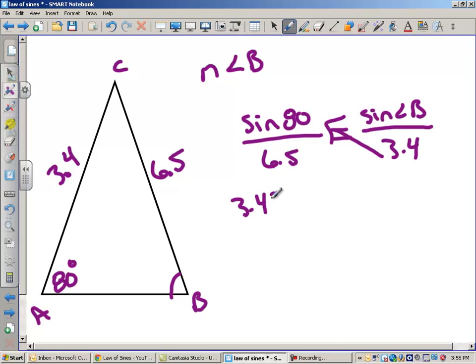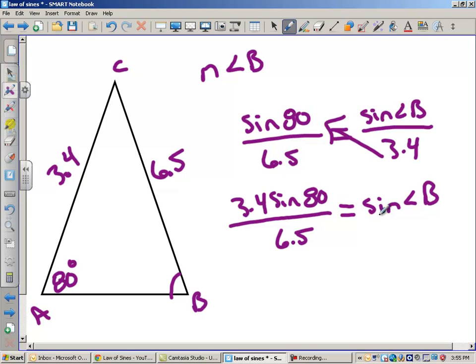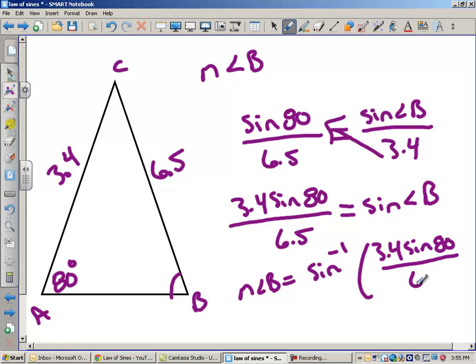All you're going to do is just cross multiply to get the sine of angle B. So 3.4 times the sine of 80 degrees divided by 6.5. I'm sorry, that will not give you the measure of angle B. It will give you the sine of angle B. So you're going to arc sine both sides. The measure of angle B is going to be the arc sine, you got a calculator to do this, of 3.4 times the sine of 80 divided by 6.5. As long as you're in degree mode, this will give you about 31 degrees.